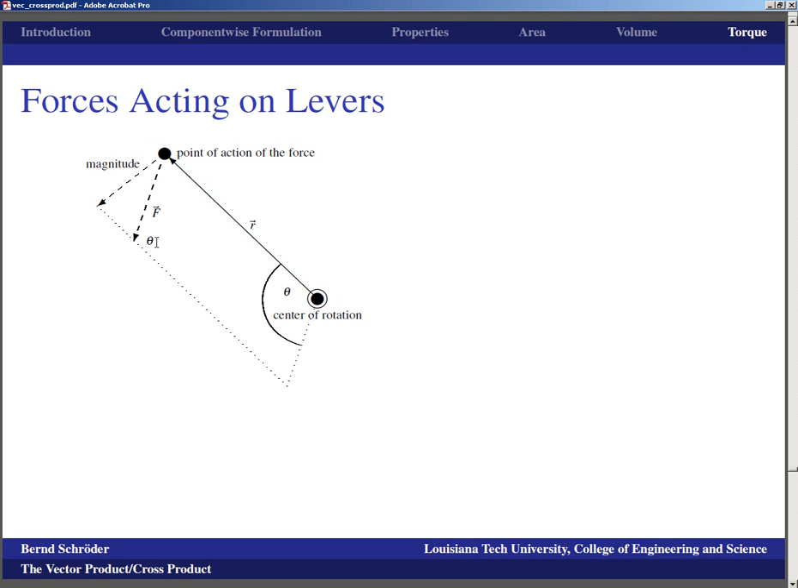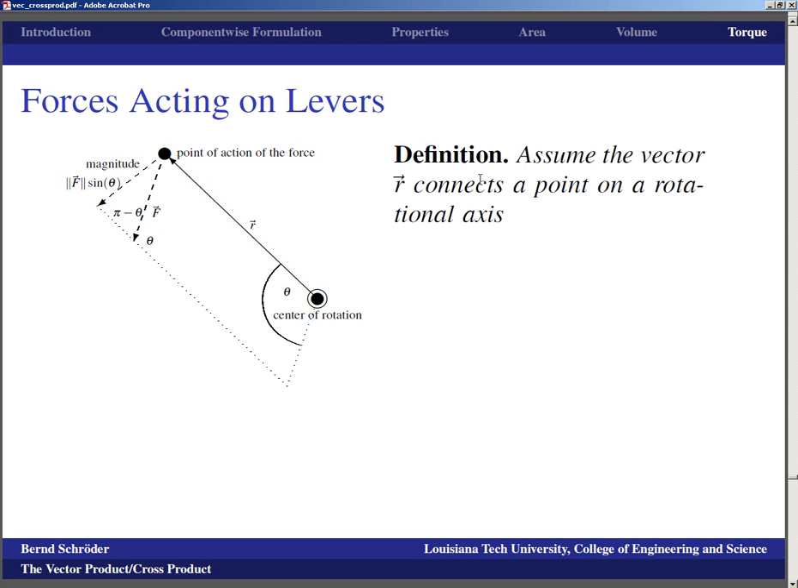And that angle theta occurs here also, which means that this angle inside this right triangle is pi minus theta, and so sine of pi minus theta is the magnitude of the force that contributes to the rotational motion divided by the magnitude of F. That means this magnitude is just the magnitude of F times the sine of pi minus theta, but the sine of pi minus theta is the same as the sine of theta, that's the trig identity.